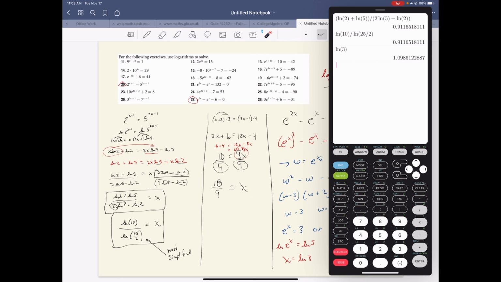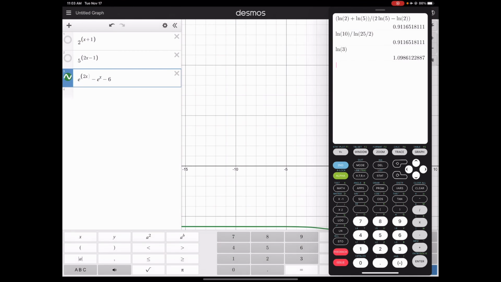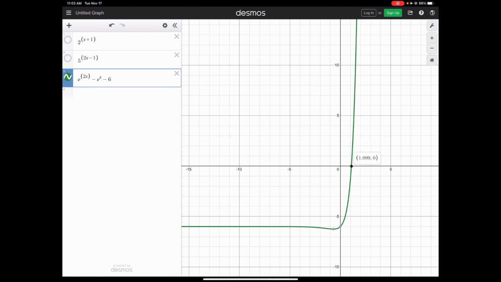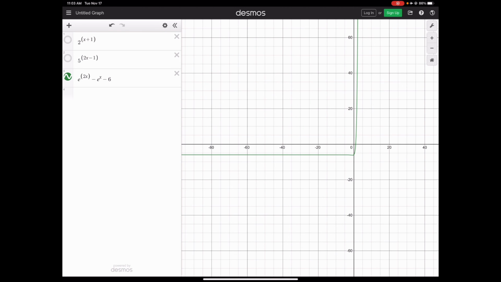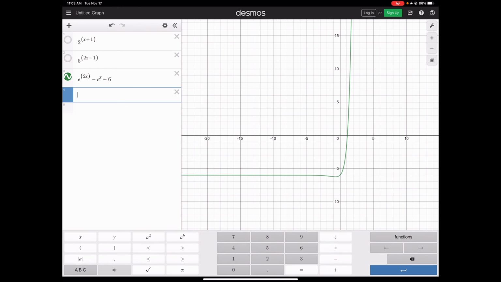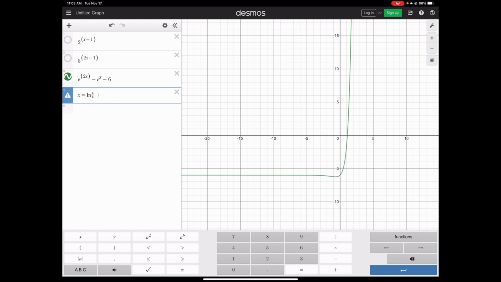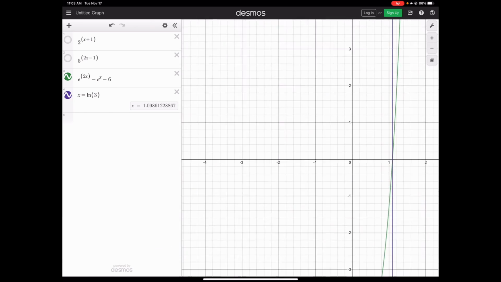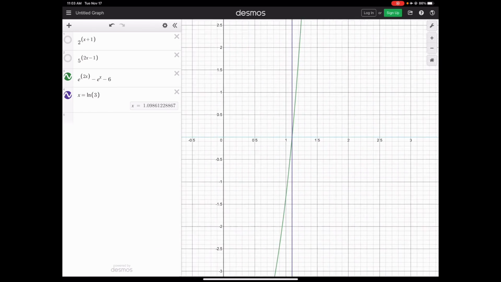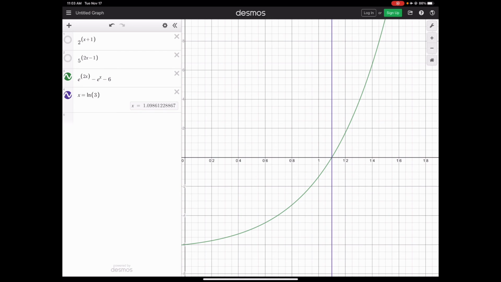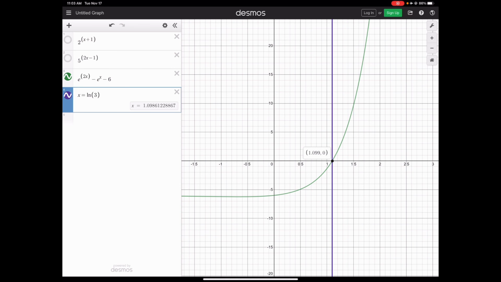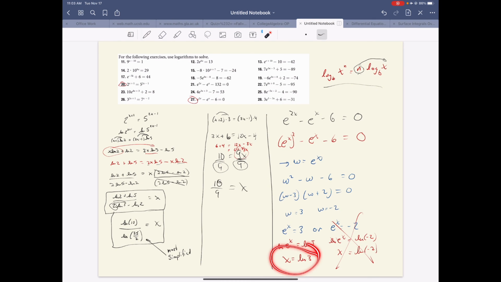And so, look at what we have. If I come over here, there's the 1.099, and that's the only spot where that graph crosses that axis. As a matter of fact, if I put in there x equals, and the exact answer is the ln of 3, you can see when I zoom in, they do cross right there at that point. And that point is exactly that answer right there.